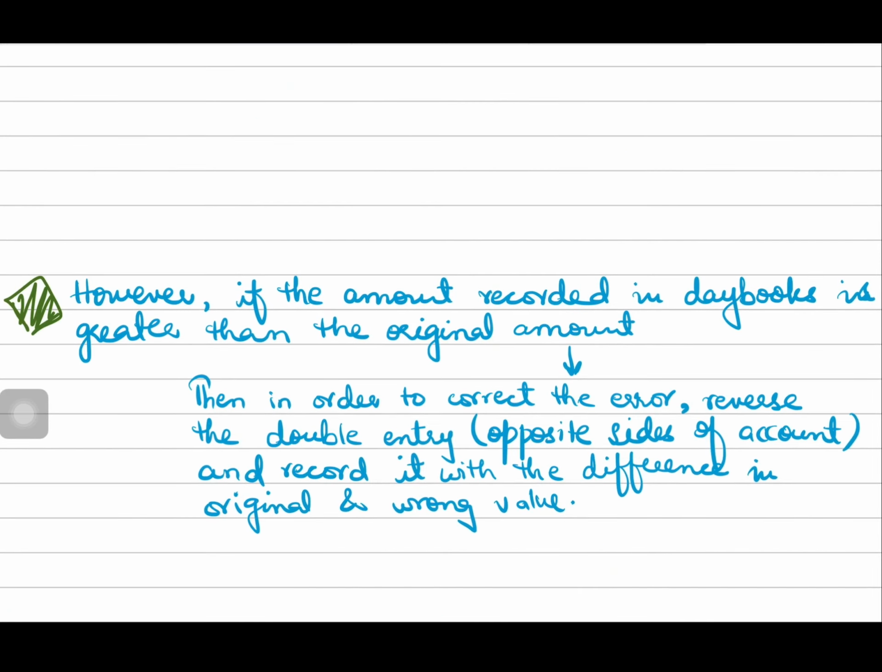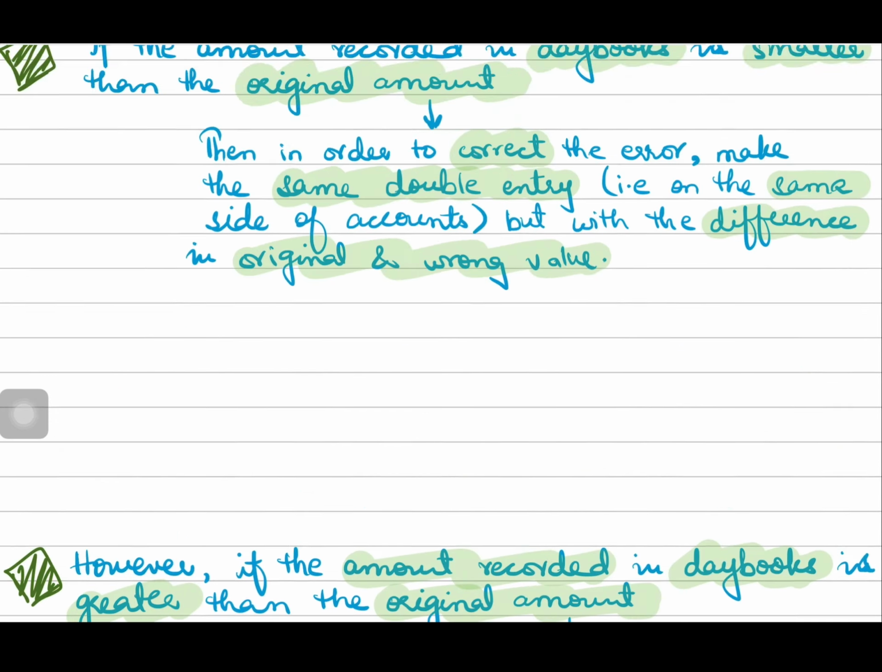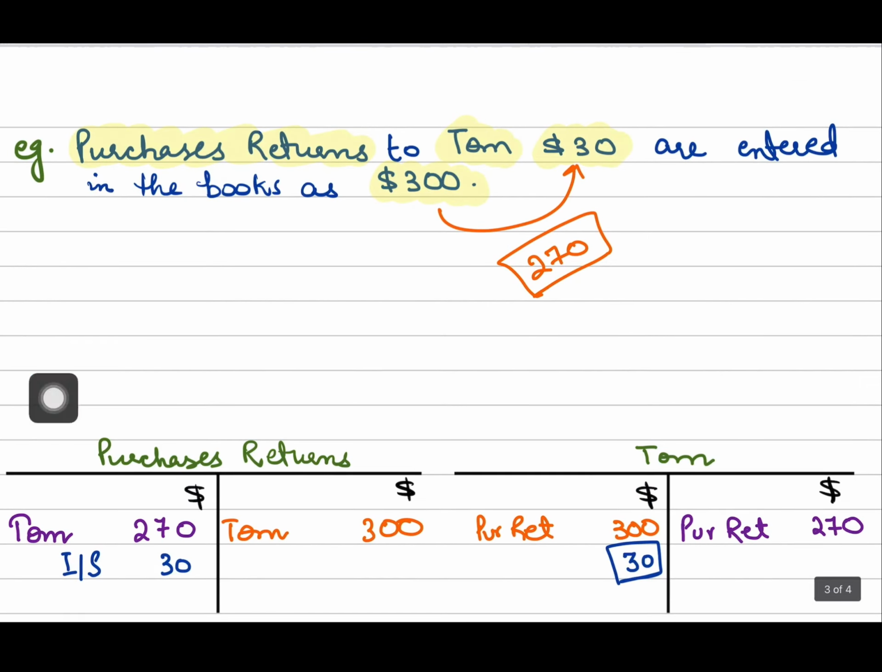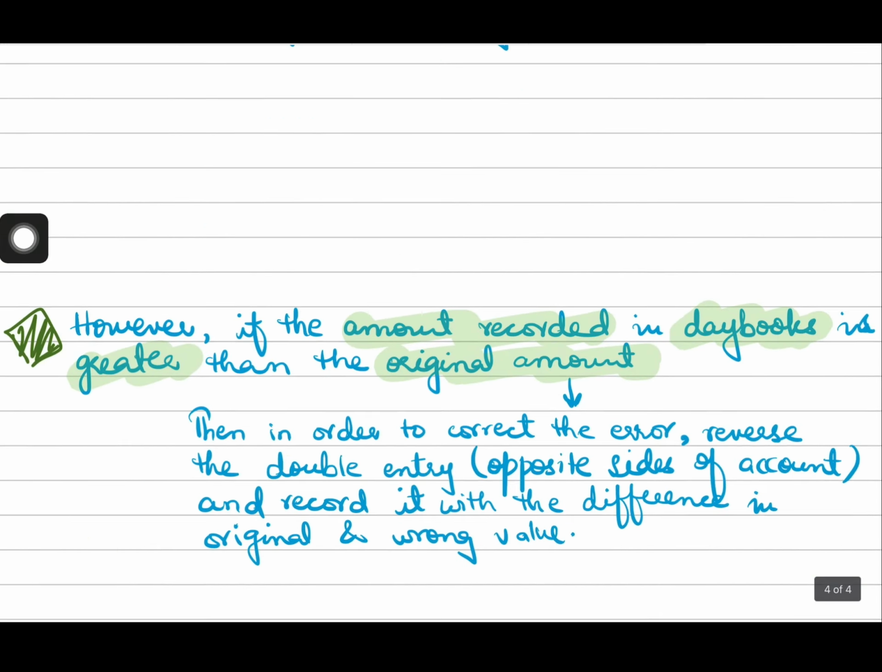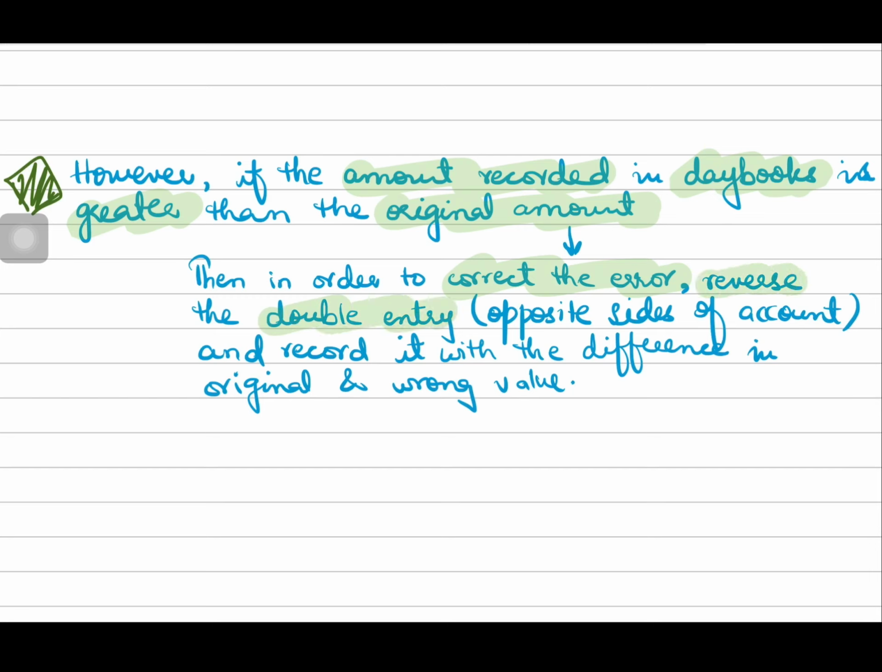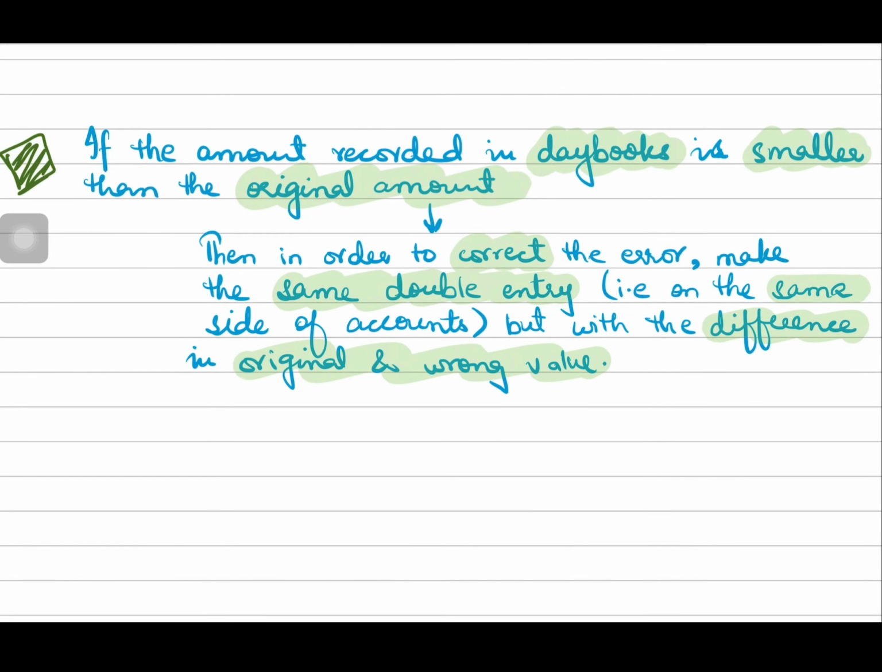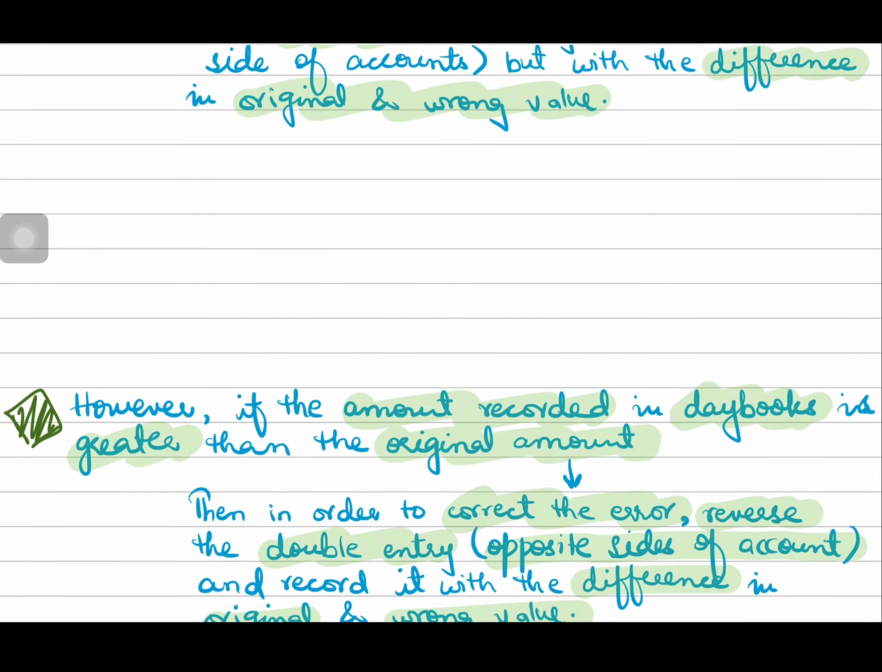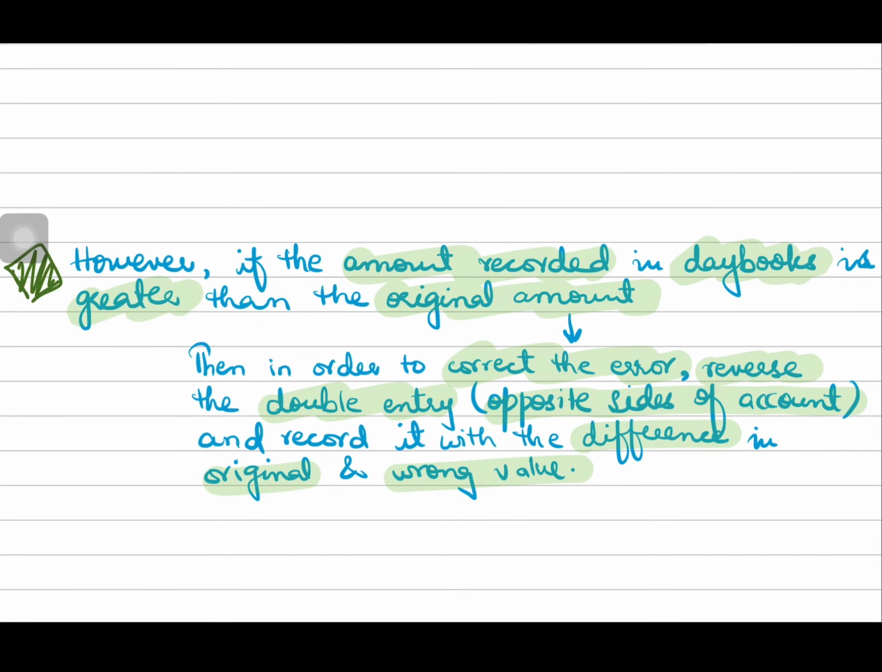And if the amount recorded in the day books, when the error of original entry is made, is greater than the original amount, that was the second scenario, when the original value of the transaction was just 30 but we recorded it as $300, then what you have to do is reverse the double entry, that is, make the correcting entry on the opposite sides of the account, but with what value? With the difference again between the original and the wrong value. So if you just keep these 2 points in your mind, whenever you have to correct the error of original entry, you can easily make the correcting entry, right?